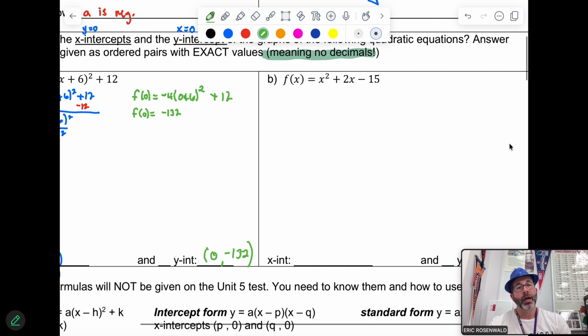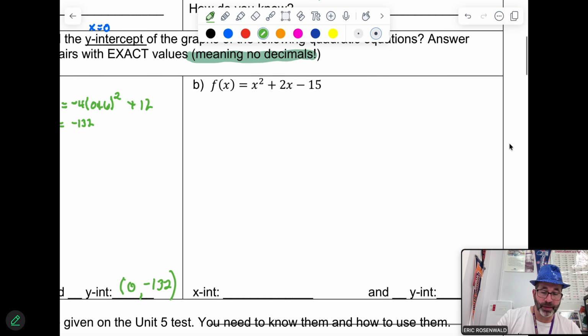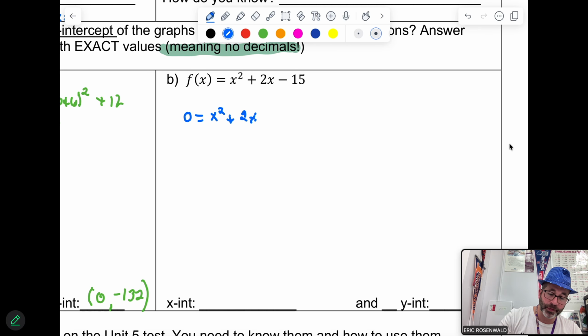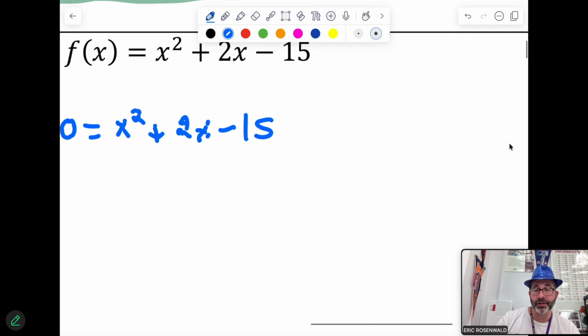Okay? All right, we'll do the same thing with letter B. And again, if you want to try it, I would recommend you pause it and try to do the problem on your own, but let's work through this. For the x-intercept, we'll set y equal to 0, so we get 0 is equal to x squared plus 2x minus 15.